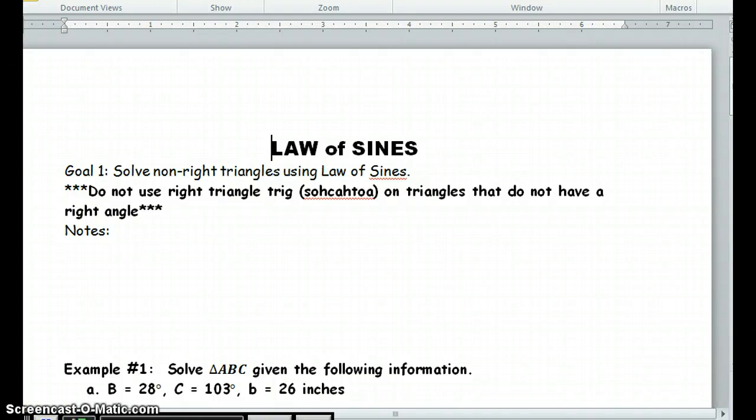All right, today we're going to learn about law of sines. Goal 1, solve non-right triangles using law of sines. So there's a big note here that says do not use right triangle trig, which is SOHCAHTOA, on triangles that do not have a right angle.